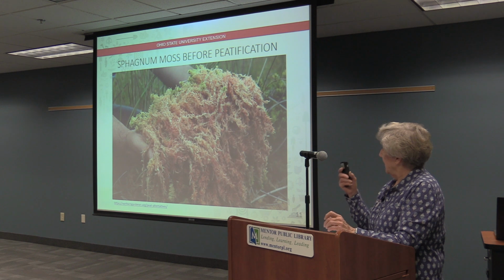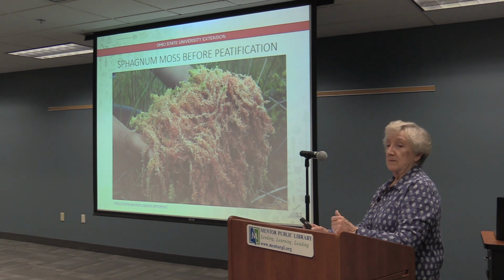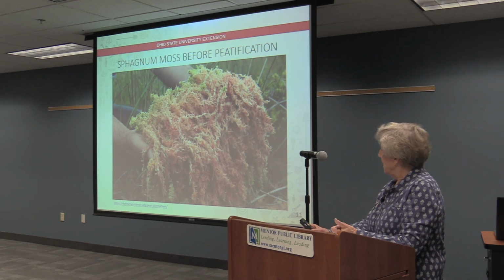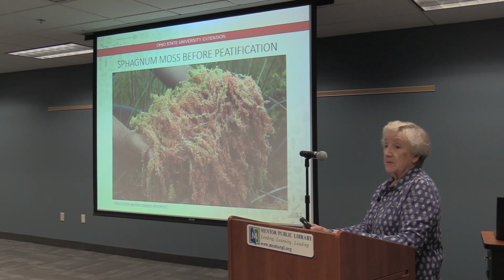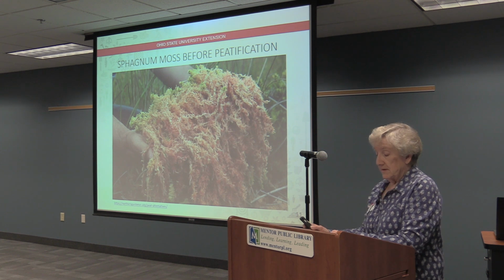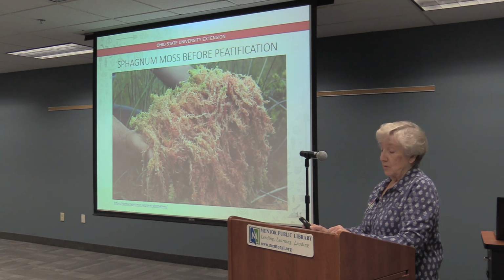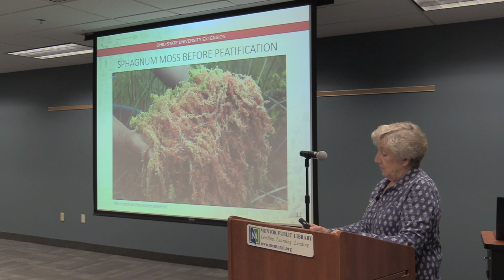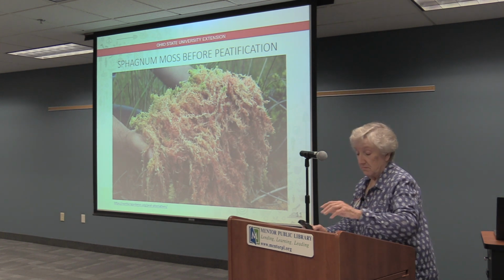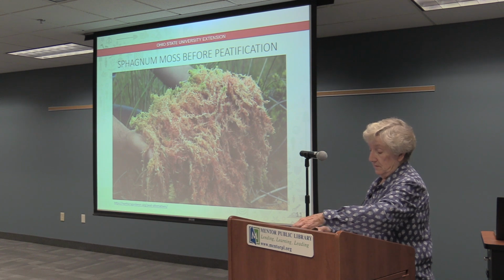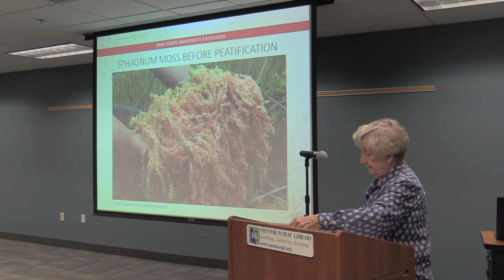This is what it looks like in its live form, and I think you can kind of get that idea from what I've just passed around here. This is what it looks like as a living plant. It has stems, leaves, and branches, but it has no true roots. It is usually the primary component of peat, but the development of peat includes other wetland plants such as sedges, shrubs, other sphagnum mosses, and other vegetation.